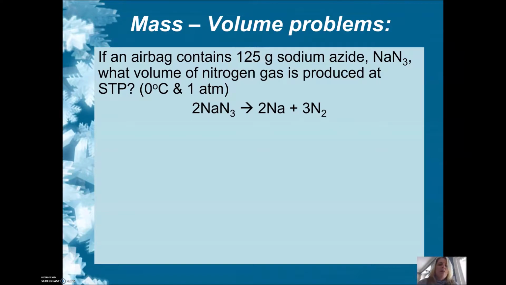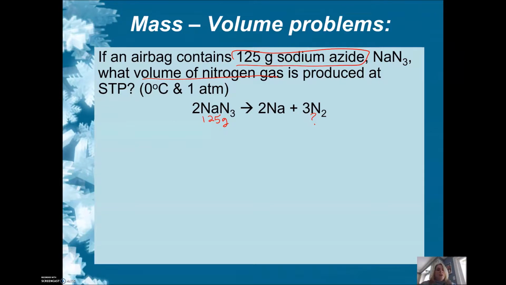Again, don't worry about the STP. We didn't worry about it much in the mole unit, so kind of ignore that. But again, look at our number and our unit and what it is. So this is what we're starting with. I'm going to write this down right here so I don't forget about it. We have 125 grams of this, and it says what volume of nitrogen gas is produced. So what I'm trying to find is nitrogen gas.